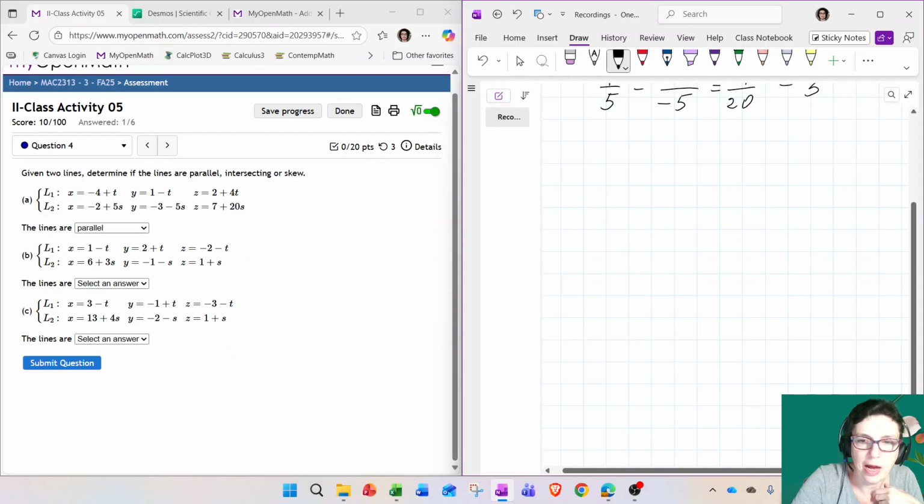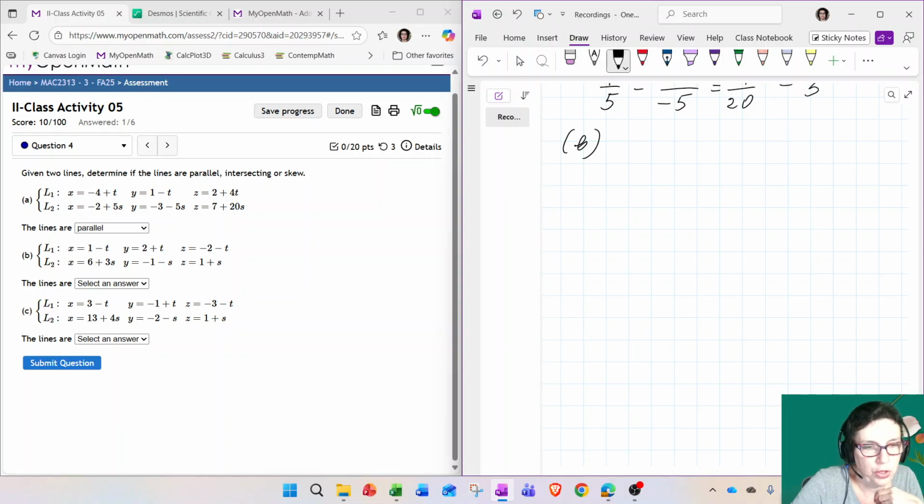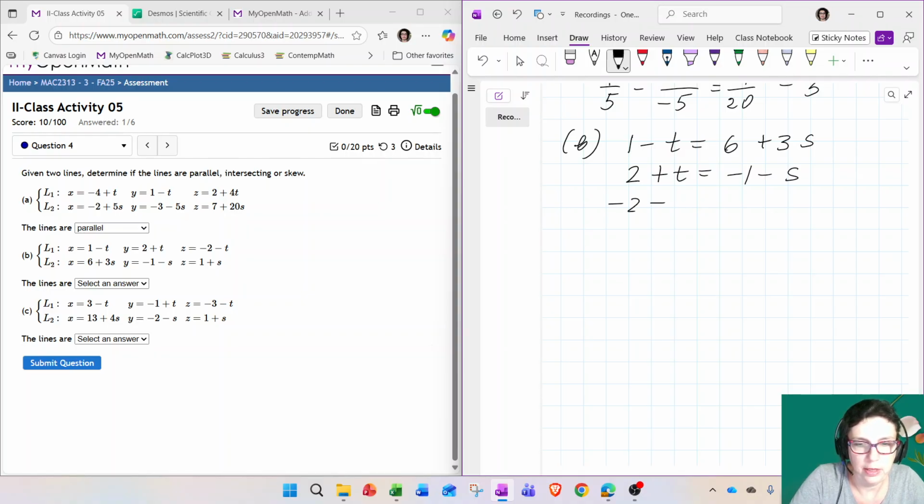Now, part B, how do you figure it out if the lines are not parallel? You could see that -1, 1, -1 is not proportionate to 3, -1, 1. So what happens is you have to make the x equal x. So you're going to have 1 minus t equals 6 plus 3s. That's your first equation. The second equation is you make the y equal y. And finally, you make the z equal z.